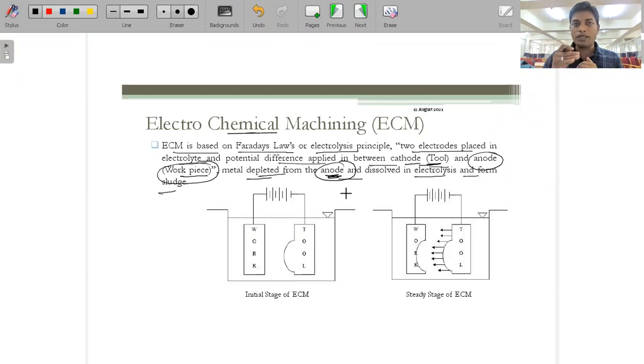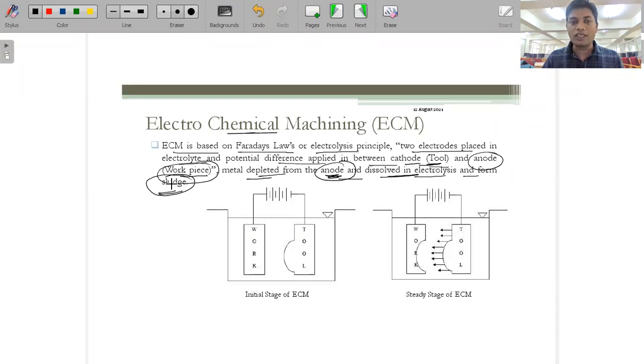So the material is removed or depleted from the workpiece area, and that gets dissolved into the electrolyte and forms the sludge. Sludge is nothing but the waste material. So that waste material is formed and that is sedimented over the workpiece surface. So as I said, this is the principle.